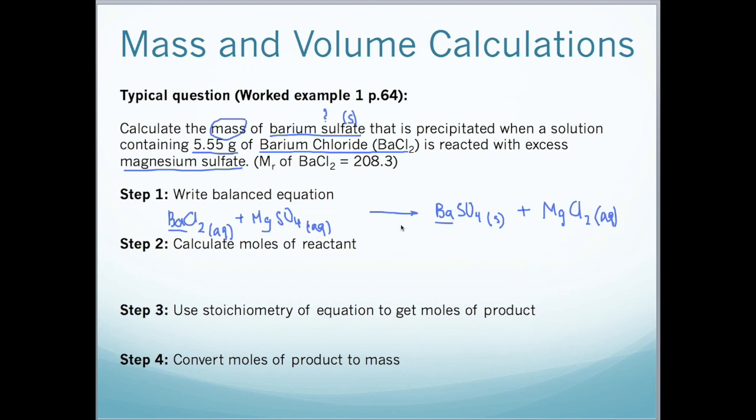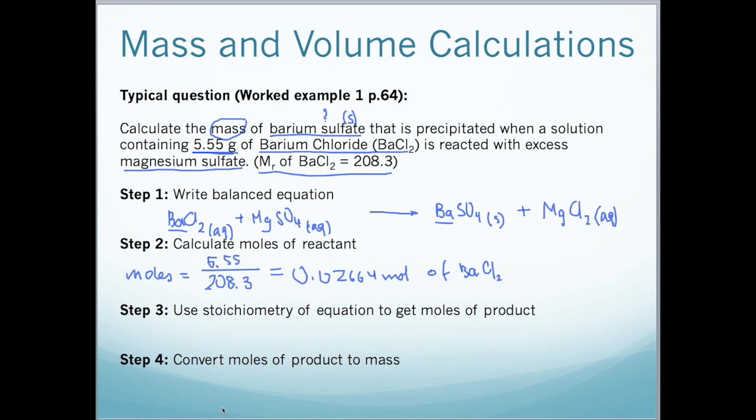Step 2, we need to calculate the moles of the reactant. What do we know? We know that we have 5.55 grams of barium chloride, and we know the molar mass of barium chloride, so we can work out the moles of barium chloride. Moles is the mass, so 5.55 divided by 208.3, so we get 0.026664 moles of BaCl2.